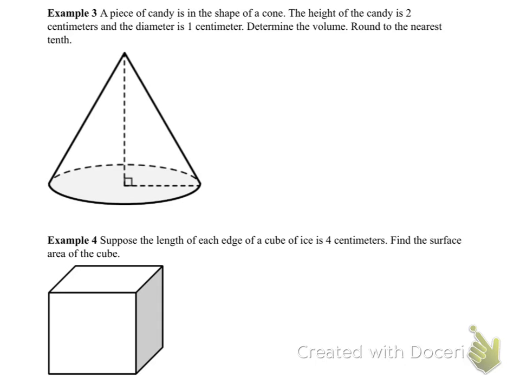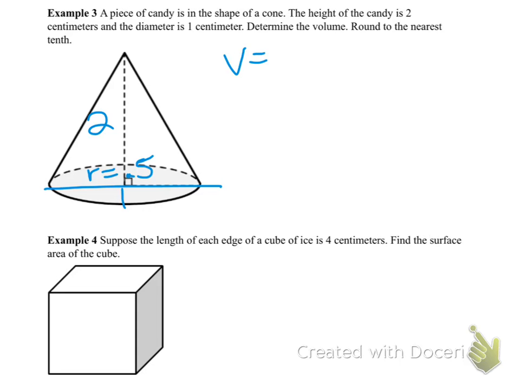All right, next example. Example 3, we have a piece of candy in the shape of a cone. It tells you it's in the shape of a cone. The height of the candy is 2 centimeters and the diameter is 1. So the whole diameter is 1. That makes the radius 0.5. I might need one. I might need both. We're going to determine the volume.